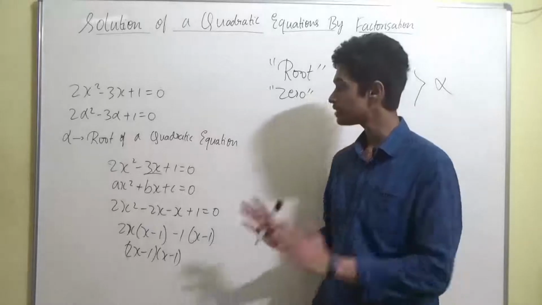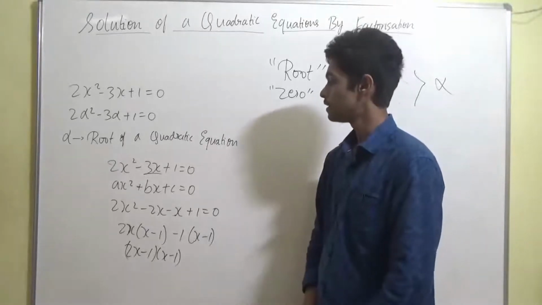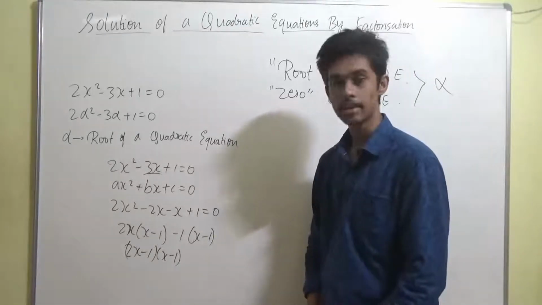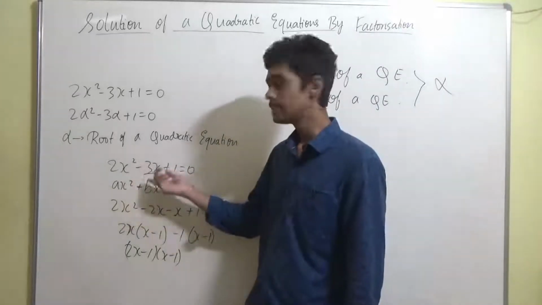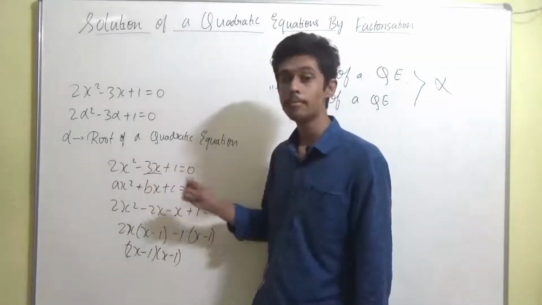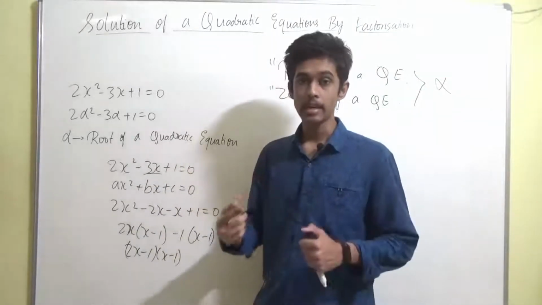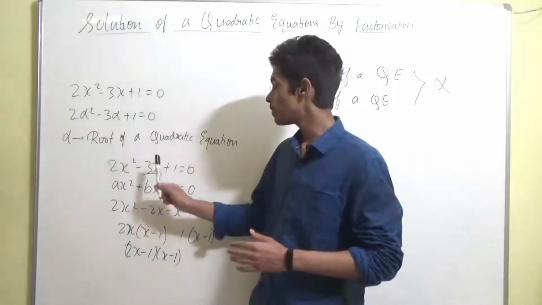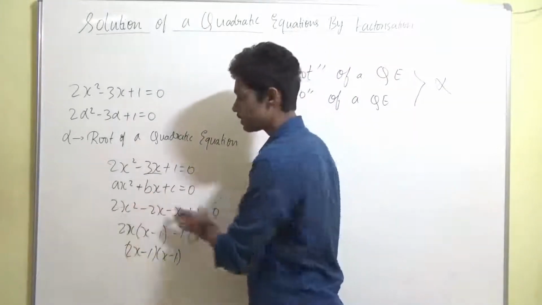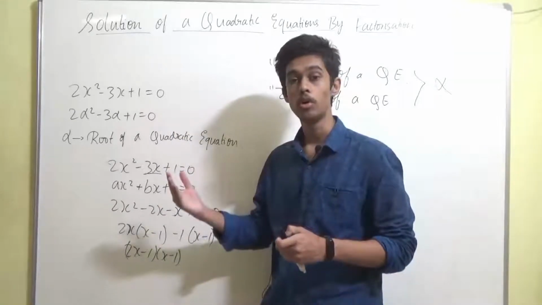Getting it? This is the basic of this topic, factorization. First, see the middle term, and then split the middle term in such a way that, and I'm saying it again and again because you have to remember it, it's very important, when you multiply the two parts, you get the product of the first term and the last term. When you add them, you get the same old middle term.